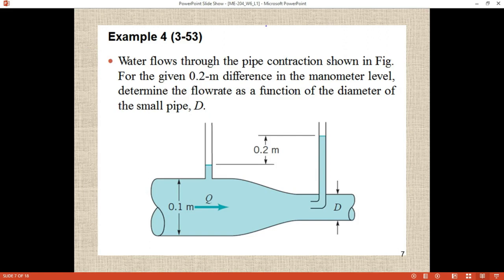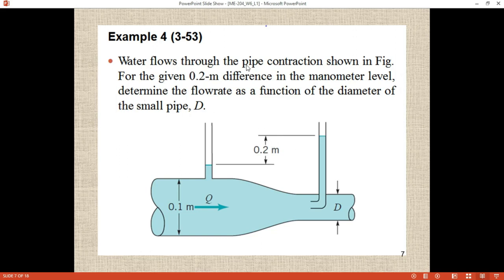In this problem you can see there is a slight difference from that problem. This is also related to the varying area. The area is converging. The flow is flowing from the higher diameter, higher cross section area to the lower cross section area. But to find out the pressure, we are using different manometers. To measure the pressure here we are using a piezometer, and to measure the pressure here we are using the pitot tube.